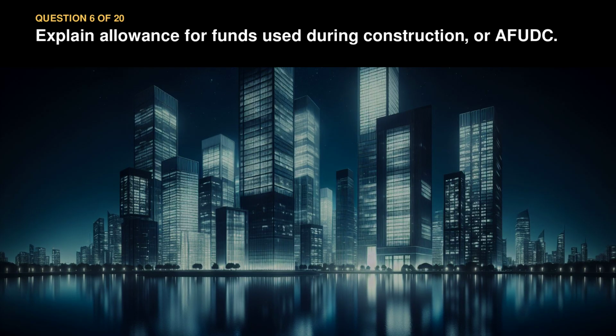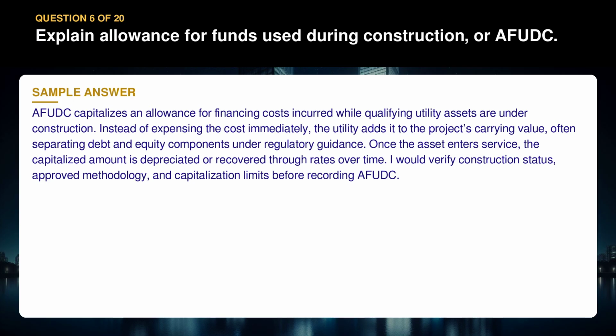Question 6. Explain allowance for funds used during construction, or AFUDC. AFUDC capitalizes an allowance for financing costs incurred while qualifying utility assets are under construction. Instead of expensing the cost immediately, the utility adds it to the project's carrying value, often separating debt and equity components under regulatory guidance. Once the asset enters service, the capitalized amount is depreciated or recovered through rates over time.